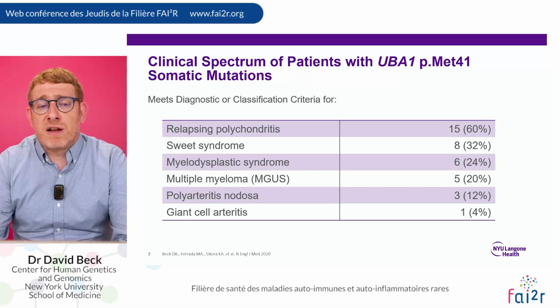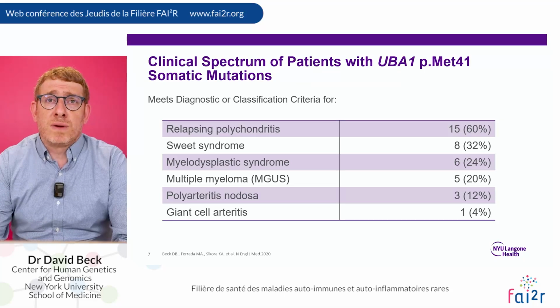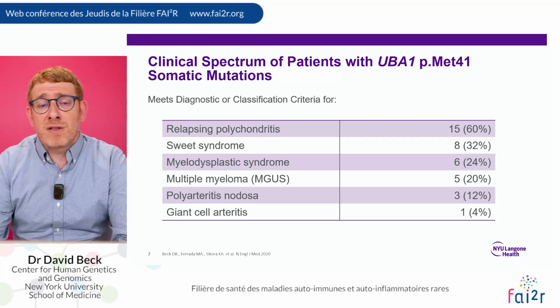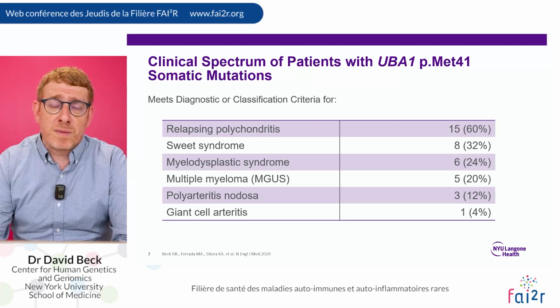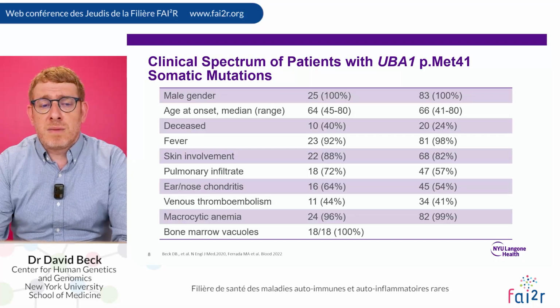So the clinical spectrum of patients with UBA1 mutations, they can meet diagnostic or classification criteria for a variety of different clinical diagnoses. I mentioned this already, but these are things that should clue you in for potential Vexas diagnosis: patients with relapsing polychondritis, Sweet syndrome, myelodysplastic syndrome, multiple myeloma, polyarteritis nodosa, and giant cell arteritis. So again, it's not that patients have no diagnosis, it's that they could carry these clinical diagnoses and others, but have some atypical features with inflammation and anemia.